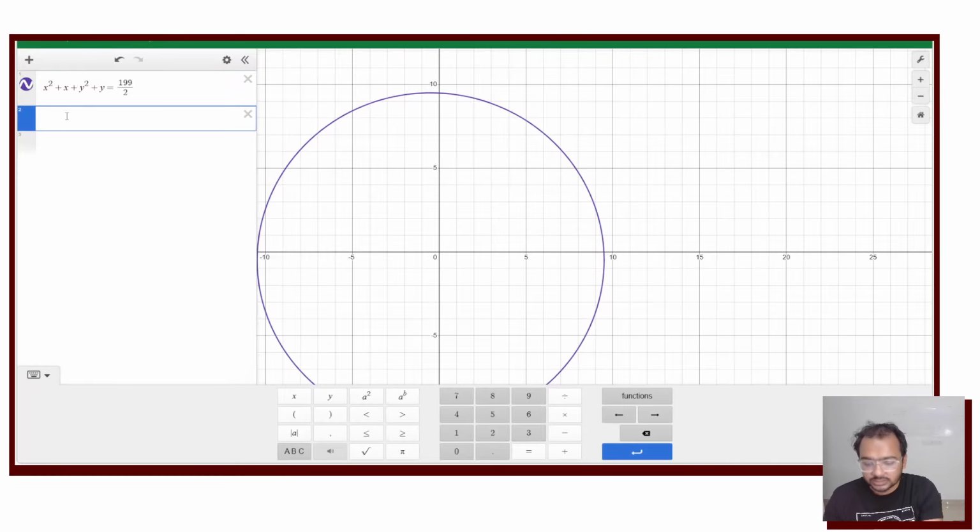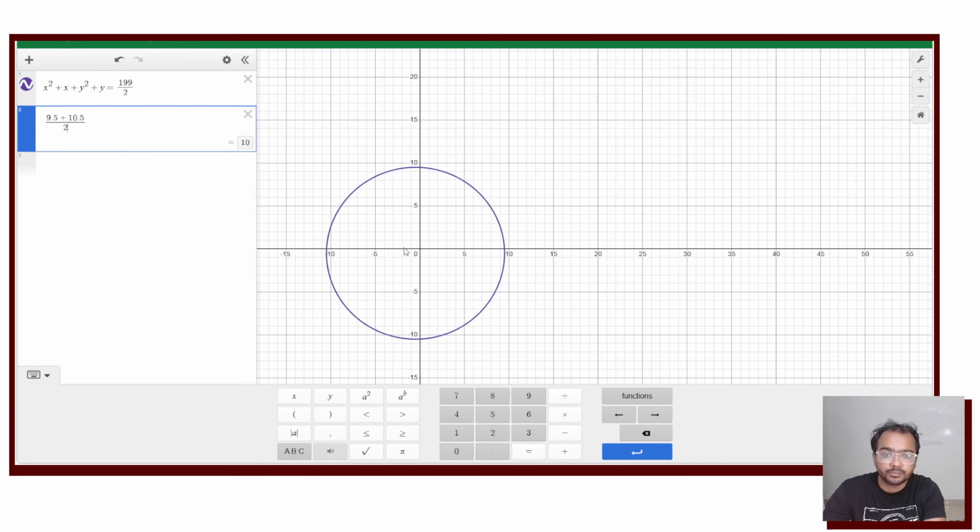You can just add what you have above the y-axis, which is 9.5, and what you have below, which is 10.5. This gives you the length of the diameter. And if we just divide it by 2, that will be the length of the radius.